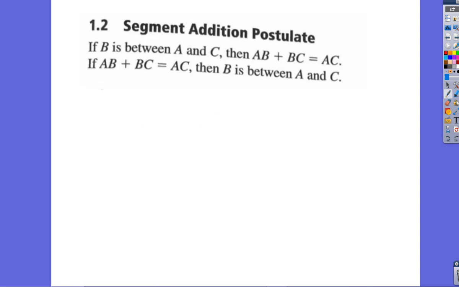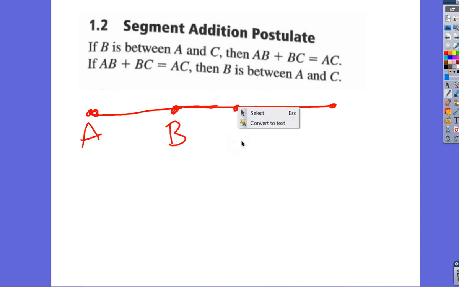And the last postulate I want to talk about is the segment addition postulate. There's a couple different ways you can use this, but in my personal opinion, the most common way to use the segment addition postulate is when you are trying to introduce new features. So let's just say, for instance, I have a segment that looks something like this. Let's say that's point A, that's point B, that's point C, and this is point D.